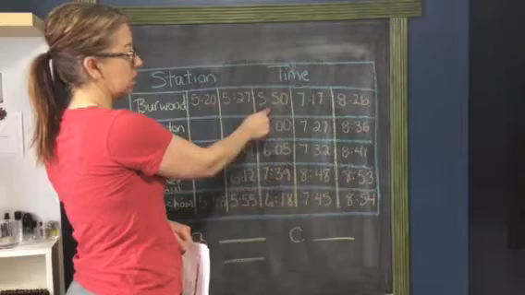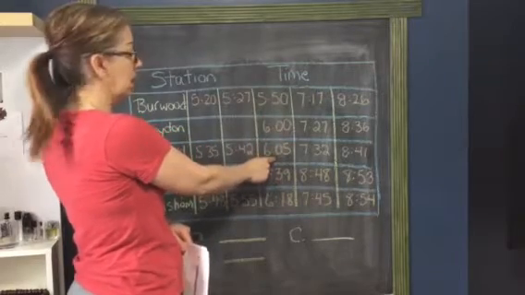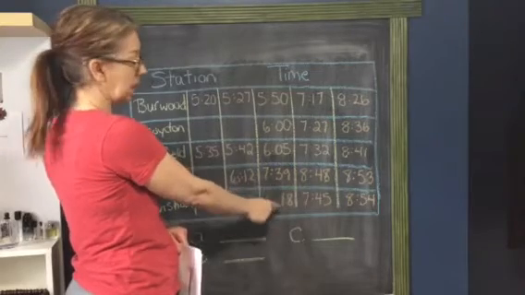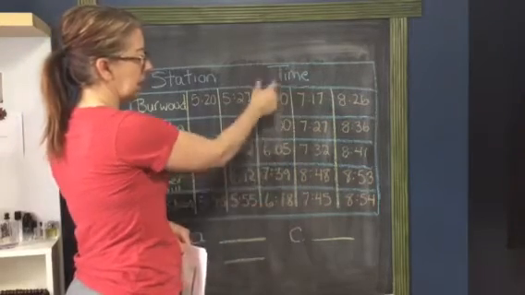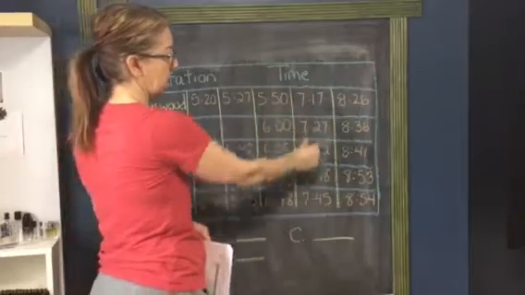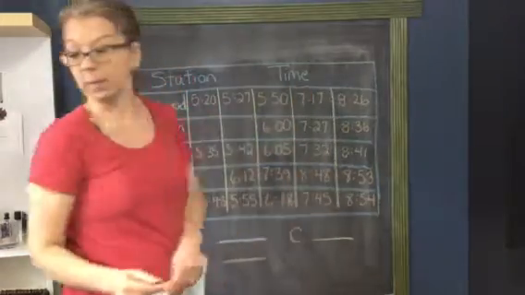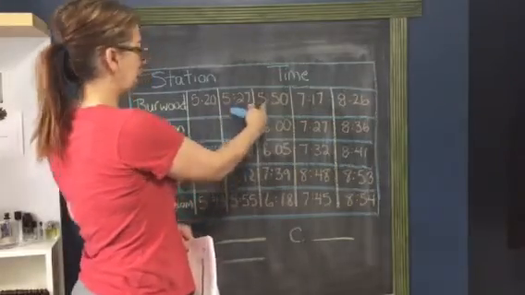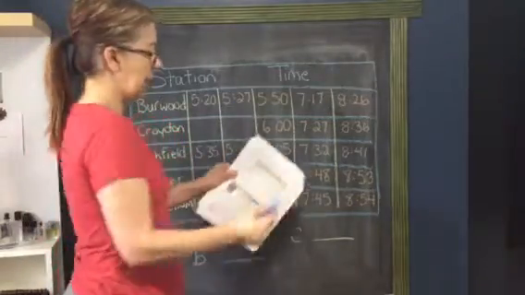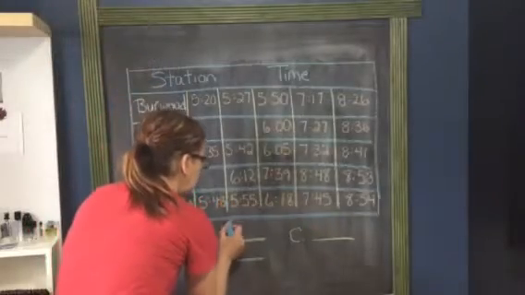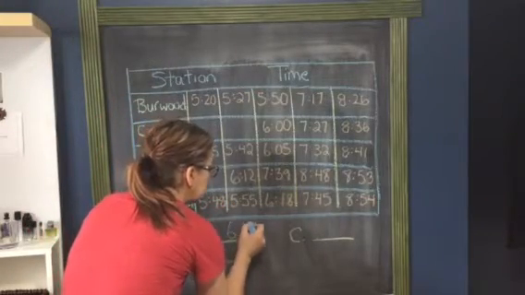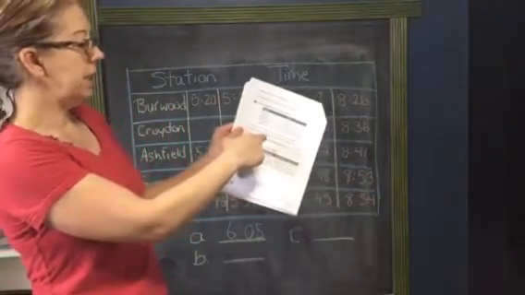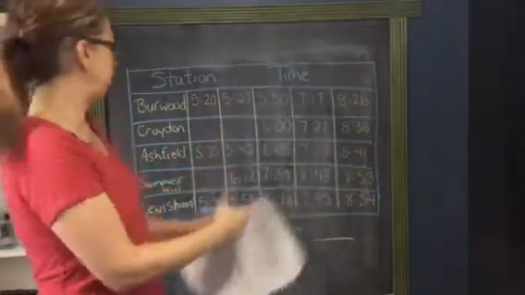Okay, so this is the time I would depart. This is the time I would stop in Ashfield. If I kept going, I would stop in Summerhill at this time, and it continues on. So this is one train's time, another train's time, another train's time. So question A, if I left Burwood at 5:50, I would get to Ashfield at 6:05. So question A would be 6:05.